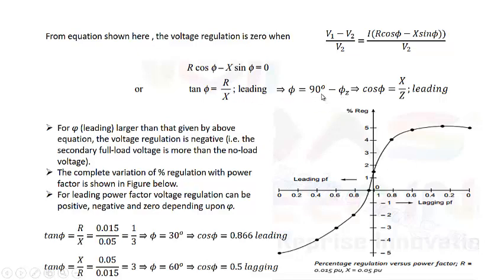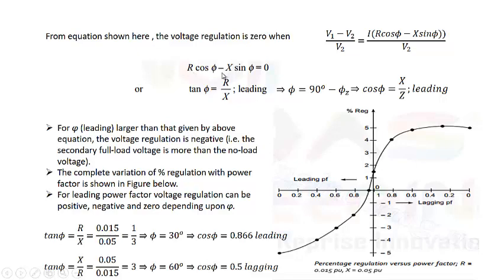In this case, if the power factor angle and the impedance angle are complementary angles, and the power factor should be leading, then cos of phi will be equal to x by z leading. Voltage regulation will be 0. But you should be very careful that tan phi should be r by x in the leading case. If it is lagging, this does not hold true, because we cannot use this equation in that case. So first the power factor should be leading, and then the power factor of the load should be equal to x by z leading. So in this case it will be 0.